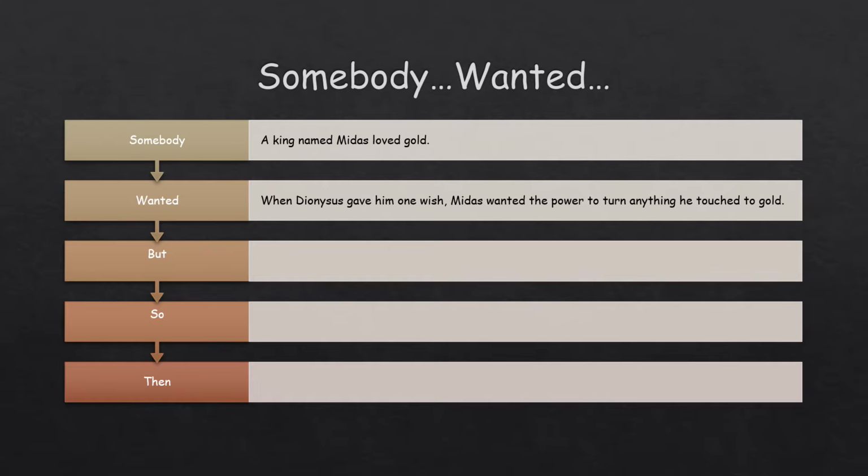So you can see here that for our somebody, we included a very important detail about Midas and his personality. I chose to mention that he loves gold because that affects the whole story. We also included the W for what Midas wants. When Dionysus gave him one wish, Midas wanted the power to turn anything he touched to gold.